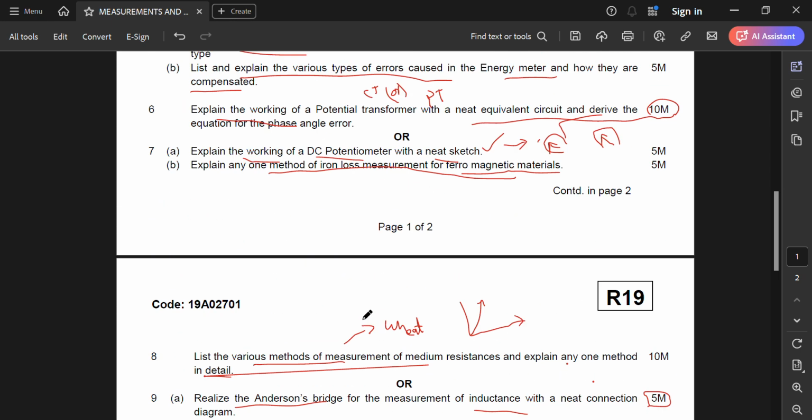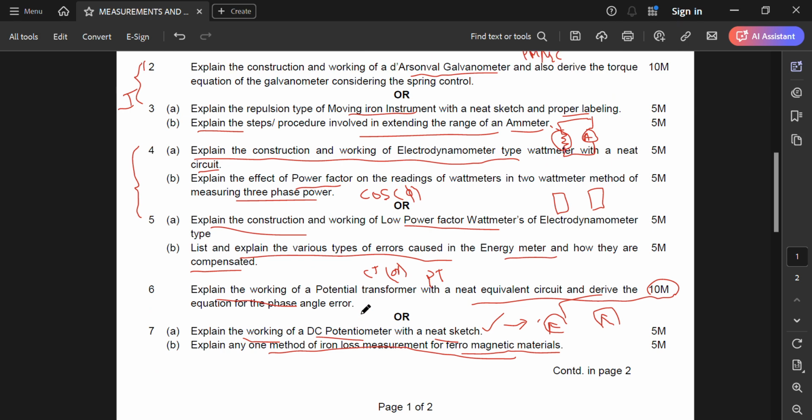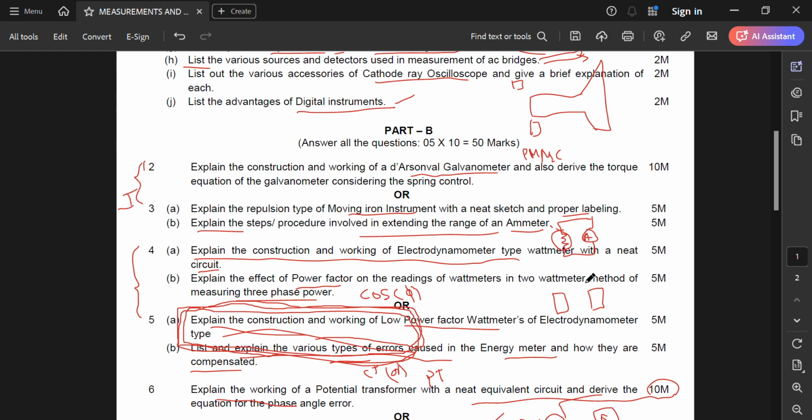If possible, draw the diagram for every answer. If not possible, highlight the answer you have written which is suitable for the question. If you highlight it, the examiner will see the highlighted portion. That is the method of answering electrical measurements.